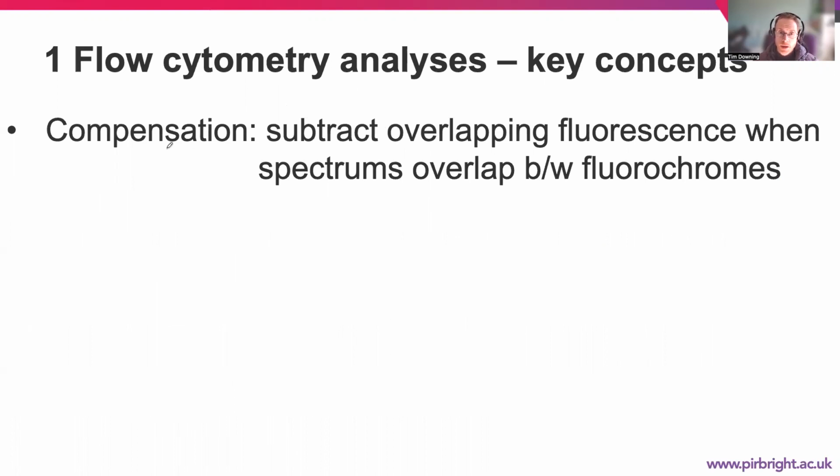The first is compensation. So this is the idea that there are certain fluorochromes that have overlapping spectra in terms of the fluorescence that's emitted, and therefore we need to subtract the estimated fluorescence from the other fluorochrome away from the one that's of interest.